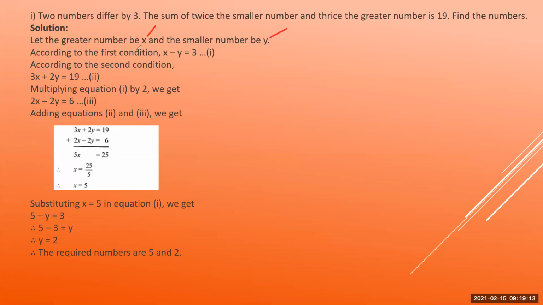Then what does the first condition say? The two numbers differ by 3. That is, the difference between them is 3. Therefore, we got the first equation, that is x minus y is equal to 3.